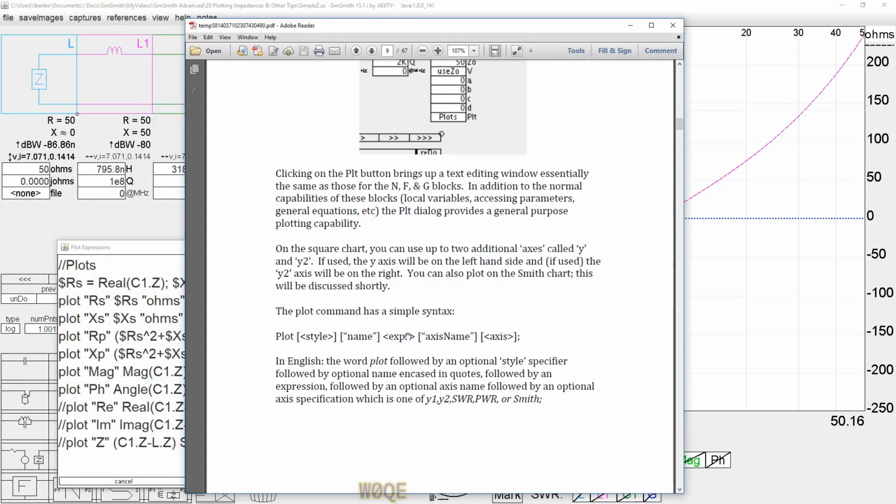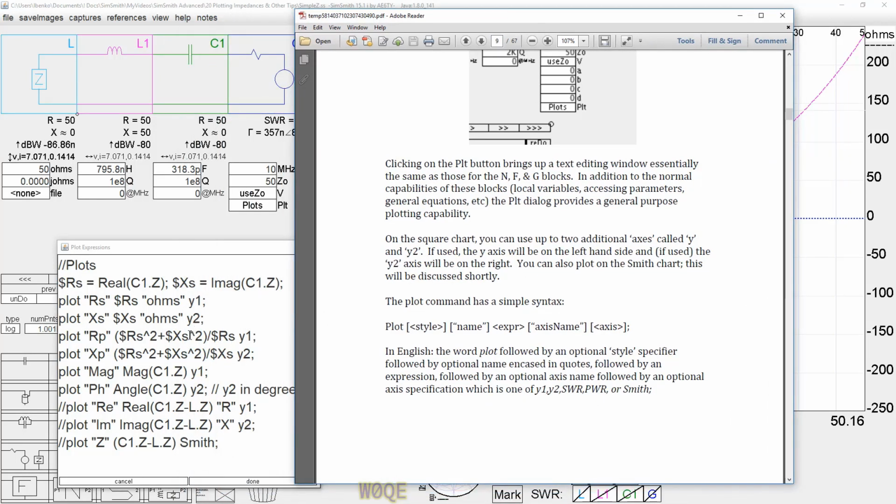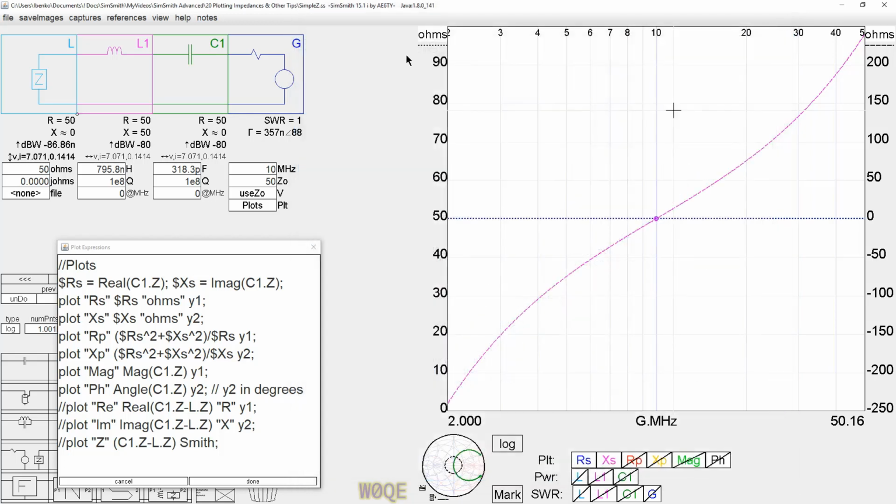We have an expression. Expression is what's actually doing the work. Expression would be a formula here. We have an axis name, which is optional, and we have an axis, which is optional. If you leave the axes off, you get Y1. Y1 is the first vertical axis here. If you plot, there's another axis here which is not shown. That would be the power axis.